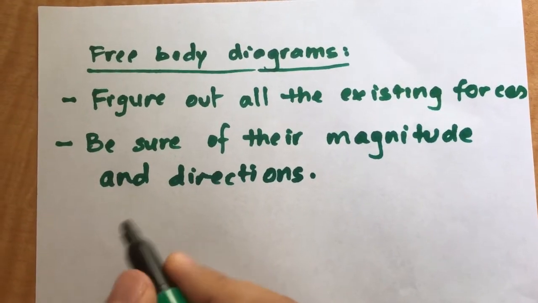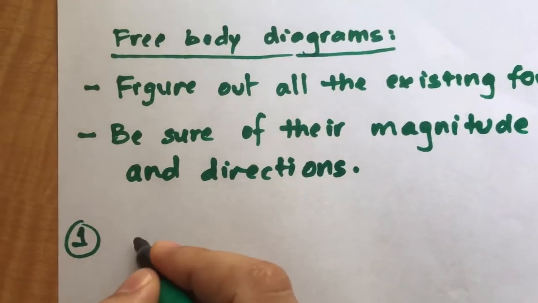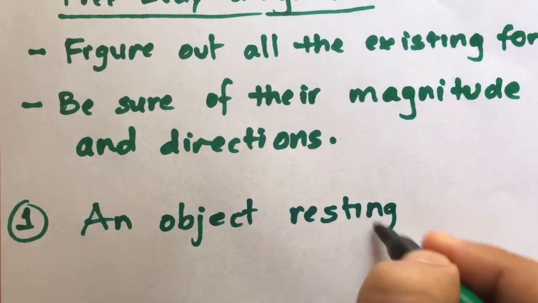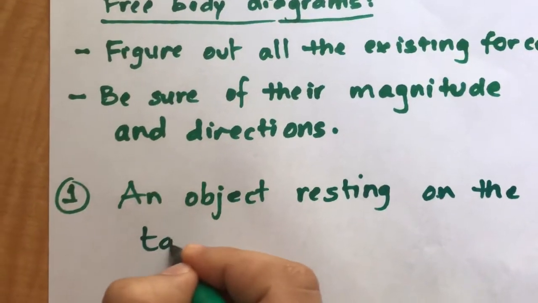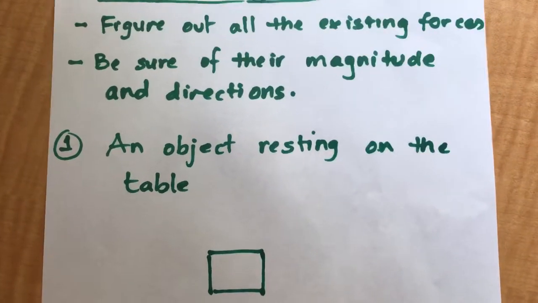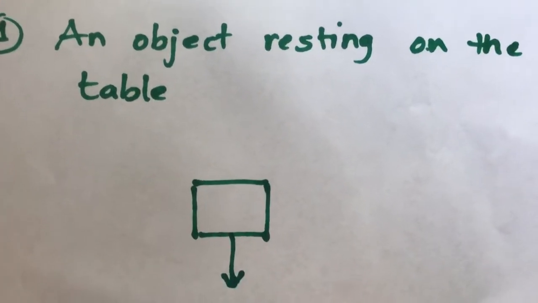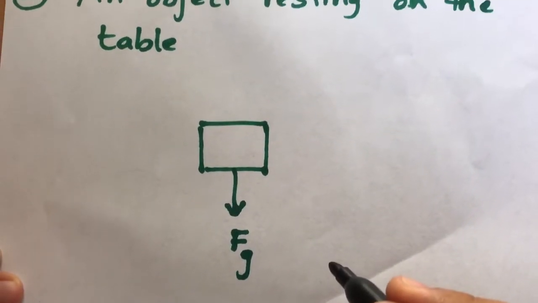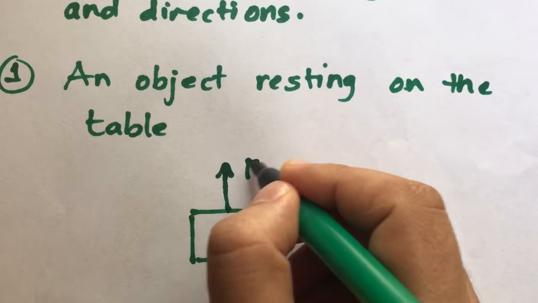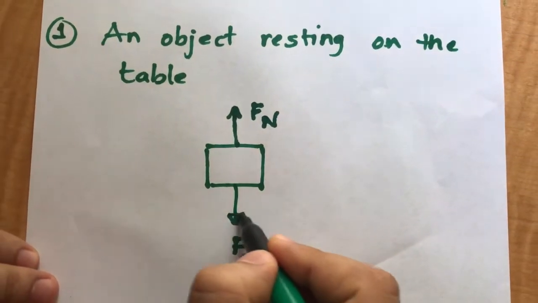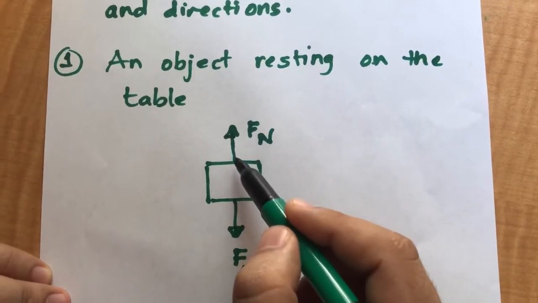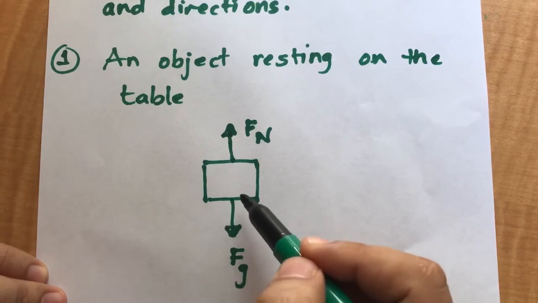Alright, so let's start with a simple example. For example, I have an object resting on the table. So let's draw a free body diagram for this. So I have this object, it's on the table. So if its weight is given by Fz, then the table actually pushes it upward with some force, which is called normal force. So since it's at rest, you need to be careful about the length of these arrows. By saying that, what I mean is this should be equal because this object is resting and it's not moving.